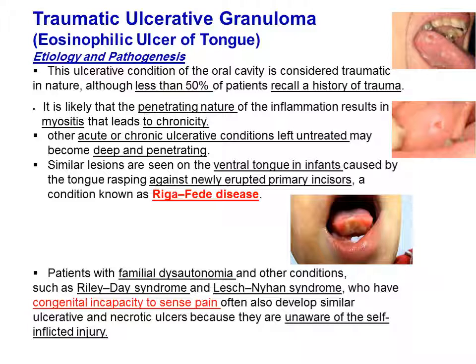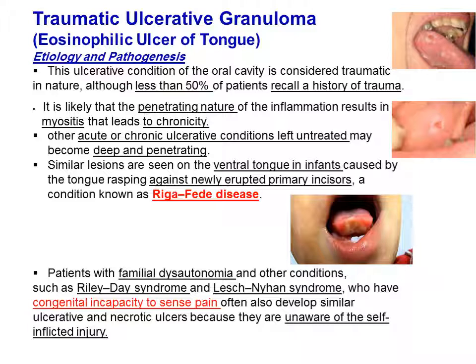Now we will talk about traumatic ulcerative granuloma, the eosinophilic ulcer of the tongue. What is the etiology and pathogenesis of this granuloma? This ulcerative condition of the oral cavity is considered traumatic in nature, although less than 50% of patients recall a history of trauma. It is likely that the penetrating nature of the inflammation results in myositis that leads to the chronicity.